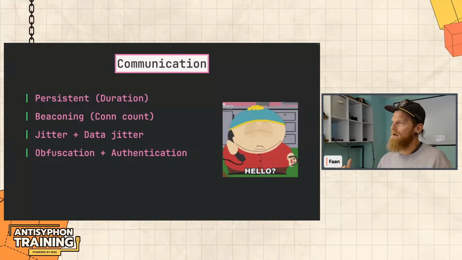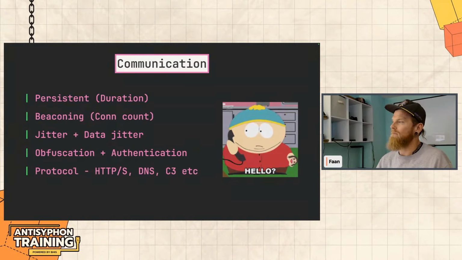You obviously want to think about obfuscation and also remember ways to authenticate. Then the big one is what protocol you're going to use. Are you going to rely on what I think of as the big three, HTTP, HTTPS and DNS, or C3, which you can think of as leveraging APIs, whether it's Discord or Telegram or Dropbox? Or you can use something smaller, less known. You can use Ping, you can use NTP.